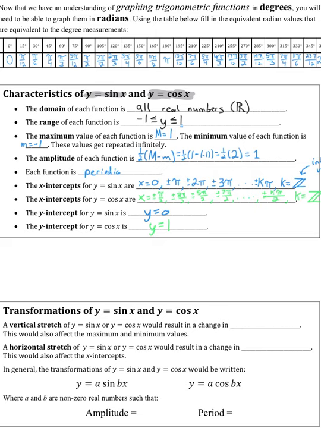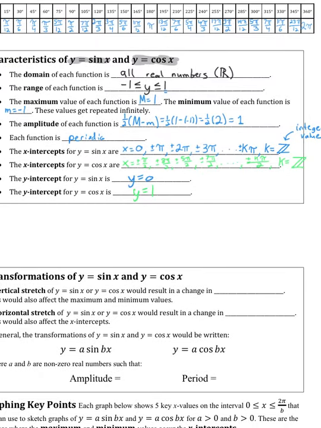All right, and the two things we're really going to focus on today, we're going to start talking about the 5 key points and then 2 types of transformations that we'll see today. The first one is the vertical stretch. The vertical stretch is always going to be a reference to a change in the amplitude of the function. And a horizontal stretch is going to be a change in the period of the function.